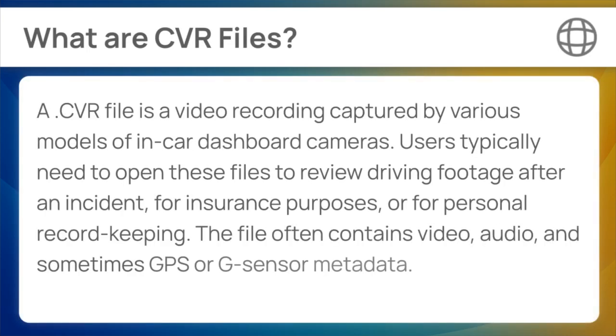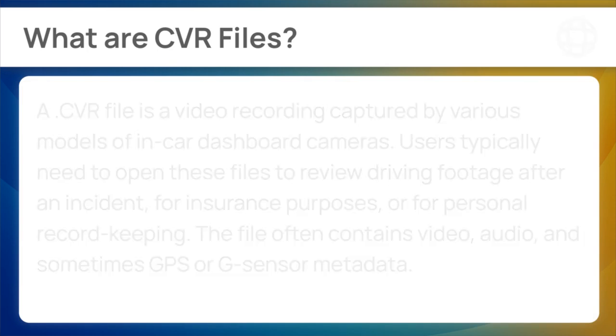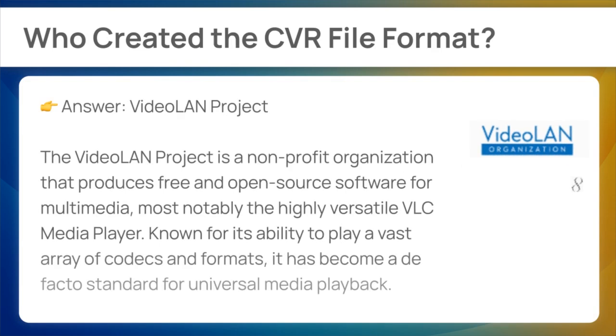A .CVR file is a video recording captured by various models of in-car dashboard cameras. Users typically need to open these files to review driving footage after an incident, for insurance purposes, or for personal record keeping. The file often contains video, audio, and sometimes GPS or G-sensor metadata.